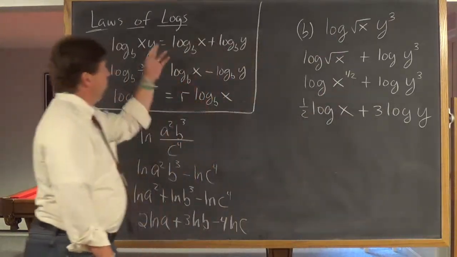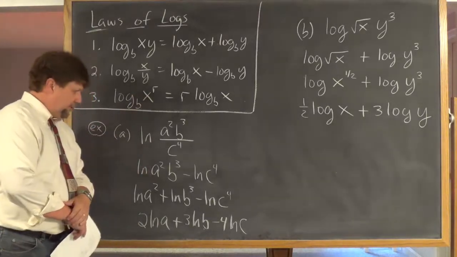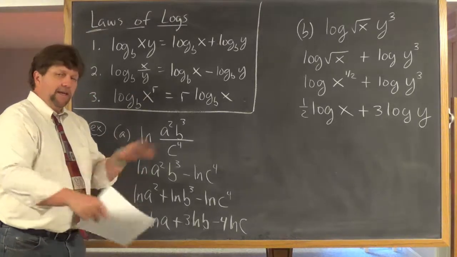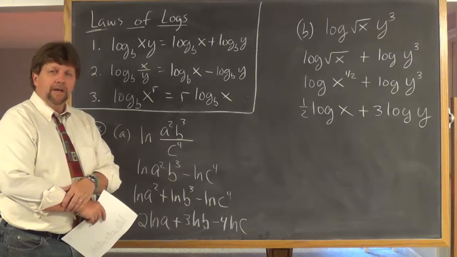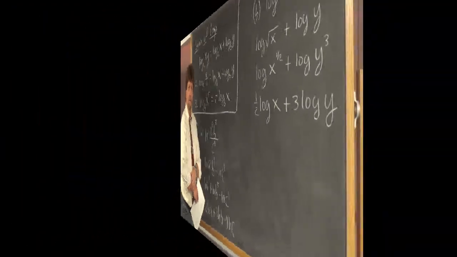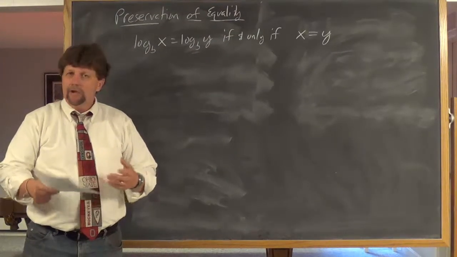So those are the 3 laws of logarithms. Here are 2 very quick examples of how to use those laws of logarithms to expand out as far as possible a condensed logarithmic expression. All right, hey, last week you saw preservation of equality, or your book called it the method of relating bases for exponentials.